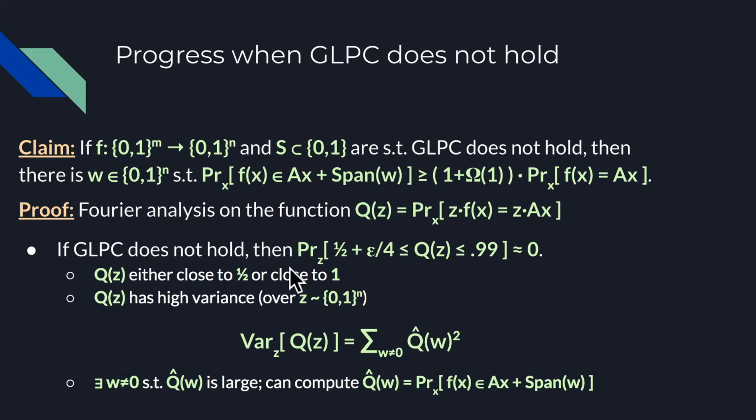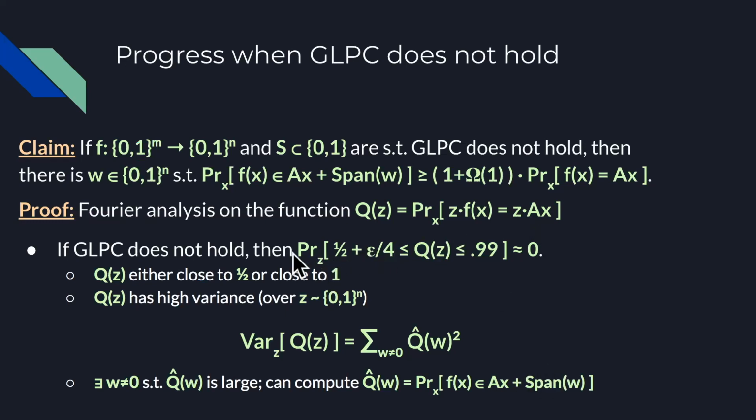Finding heavy Fourier coefficients is something that the original Goldreich-Levin lets you do. The problem is that this q is not an efficient function. We don't know A, and so we can't actually compute this function q. But you can compute the Fourier coefficients of this function q of z, and it turns out that q hat of w is exactly equal to the thing we want: the probability that f of x is in A of x plus the span of w.